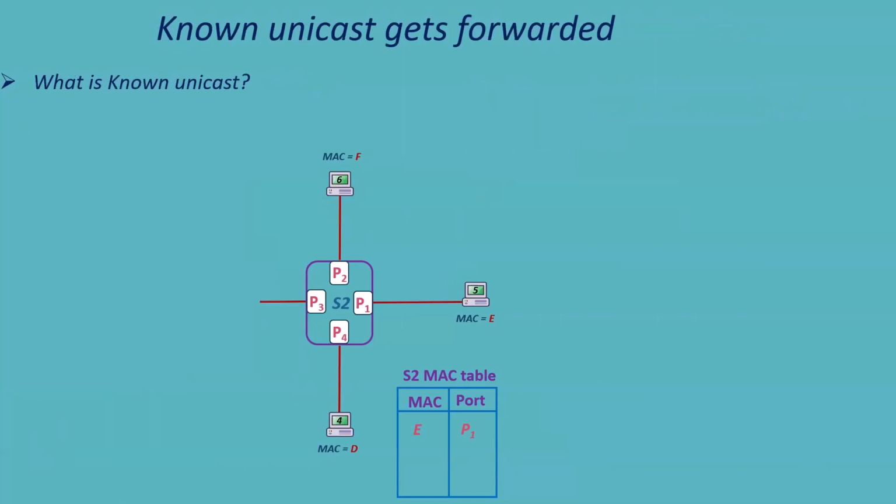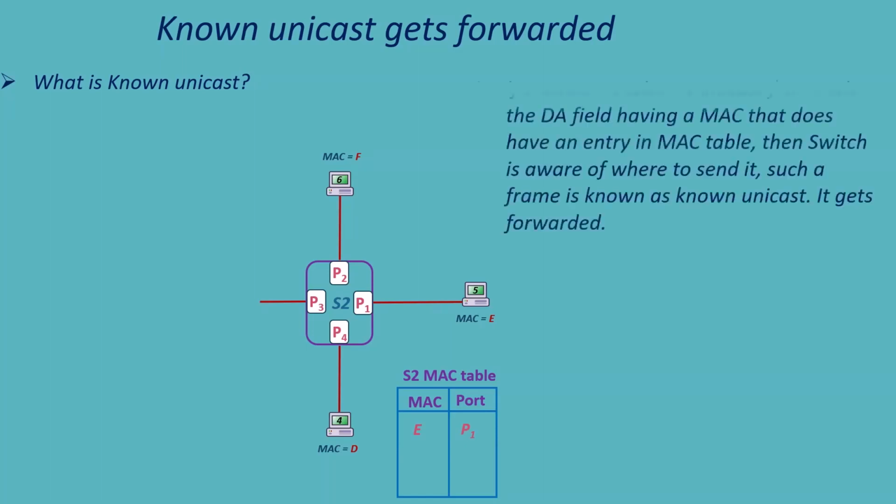Next, let's look at what is the known unicast. So whenever a switch receives a unicast frame, we know a unicast frame is the one which has a unicast address in the destination address field. So when a switch receives a unicast frame, and the entry for the destination address is in the MAC table, then it is known as a known unicast. Okay, so let's take this example.